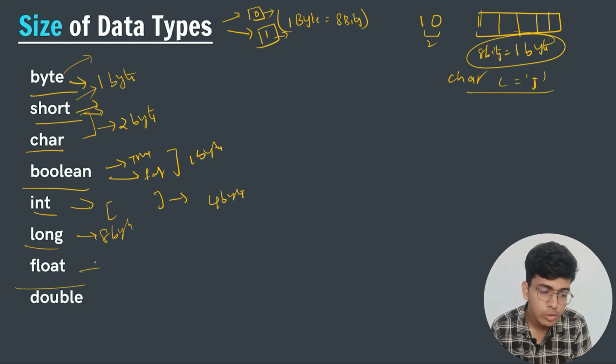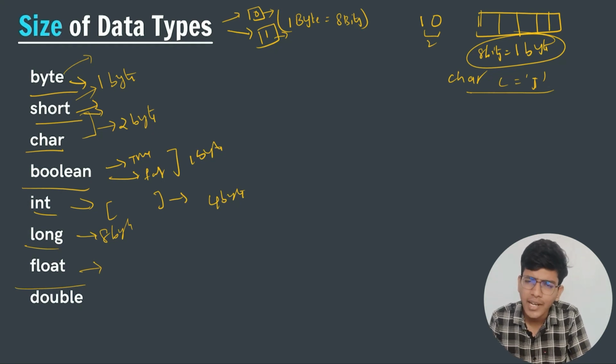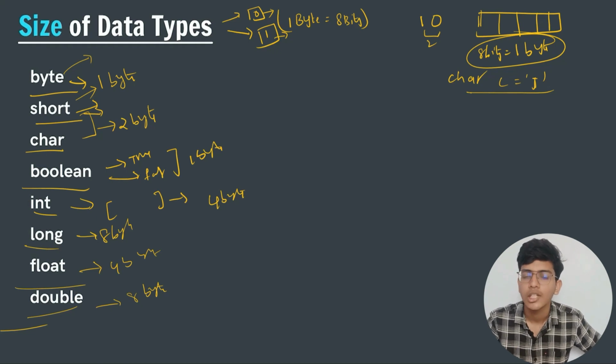And float is used to store decimal values. If I want to store a price or interest I got, or whatever I want in decimal format, then I will use float, right? And the size of float is 4 bytes and the size of double is 8 bytes. And double is used to store larger decimal values.